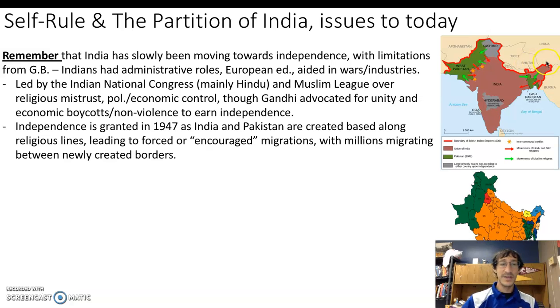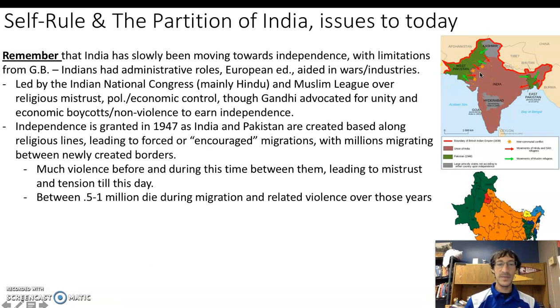But anyway, the partition is predominantly based, for the most part, along religious lines. But this also leads to forced or encouraged migrations, with millions of people migrating between the newly created borders, hence why you see these arrows here on this map. There's a lot of violence, mistrust, and movement during this time. That still leads to tensions to this day, the fact that both countries, India and Pakistan, have nuclear weapons pointed at each other.